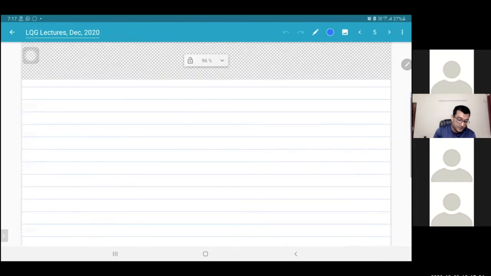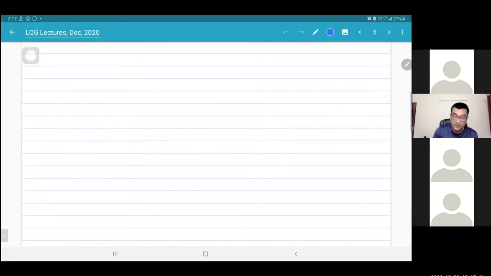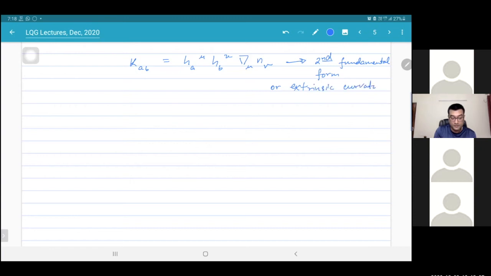So in this case, how do I define the extrinsic curvature? Well, I'll give you the definition first and then we'll motivate it a little bit. All right, so the extrinsic curvature, again, I'll write like this, K_AB equal to h_A^mu h_B^nu del_mu N_nu. So this thing is also known as the second fundamental form, or the extrinsic curvature tensor, by the way.